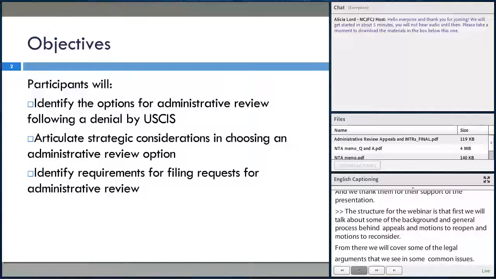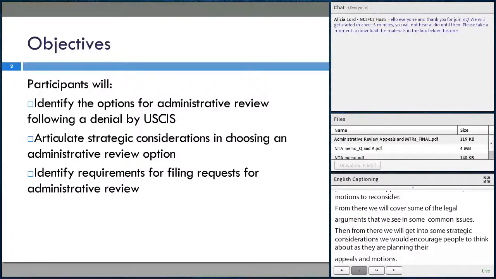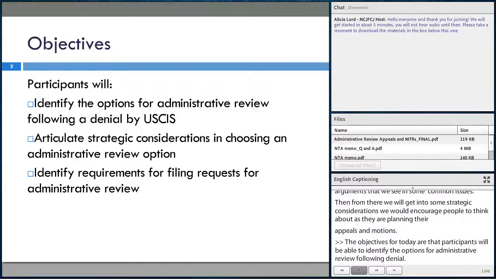The objectives for today are that participants will be able to identify the options for administrative review following denial, that you'll be able to articulate these strategic considerations in choosing an administrative review option, so appeal, motion to reconsider, motion to reopen, and that you'll be able to identify the requirements for filing the request for administrative review.